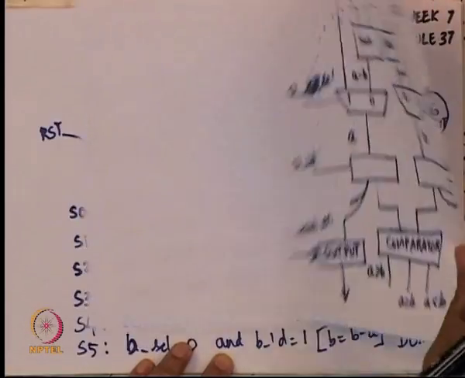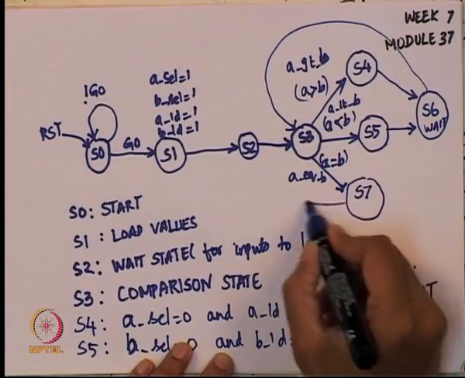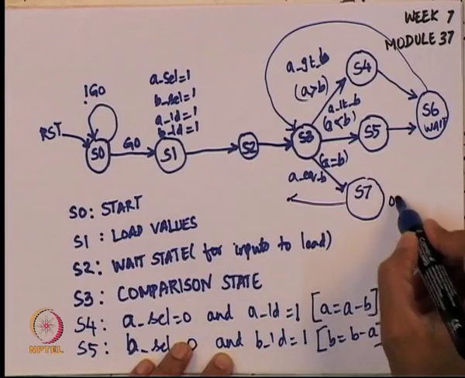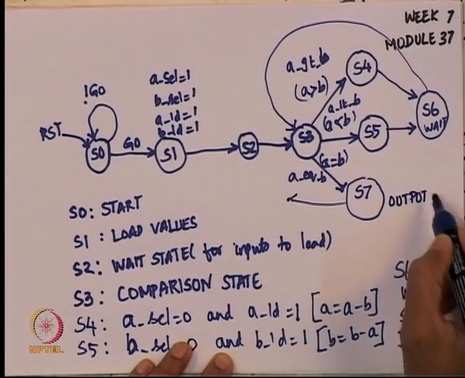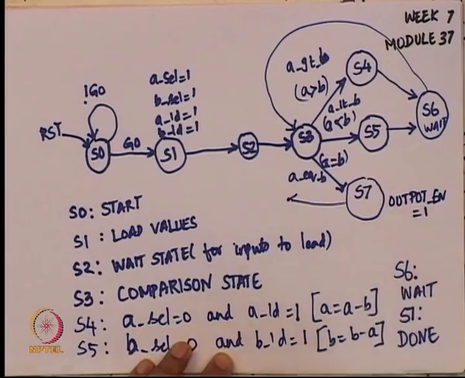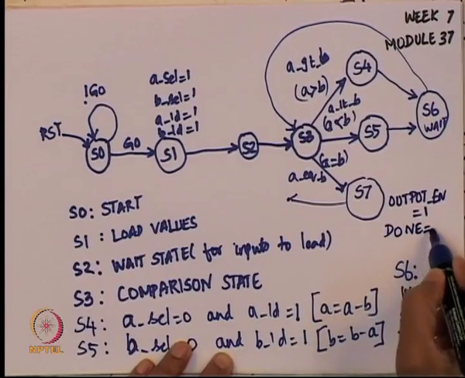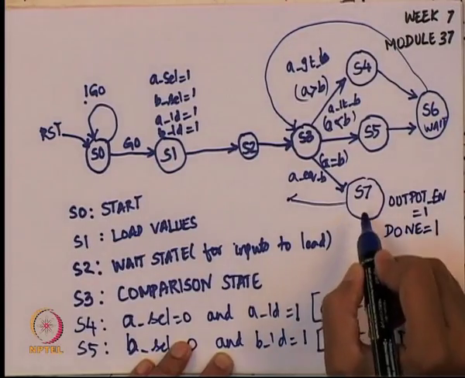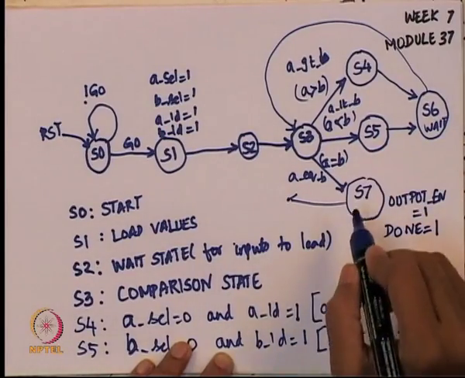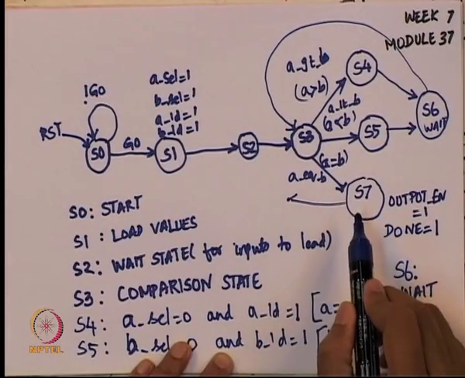So, in S7 we are going to turn on output enable, we will make output enable equal to 1, so that the output gets copied. We will also give the done signal equals 1, because this is a state which tells us that the while loop has ended. In some sense this is equivalent to printing A. So, this is the end of the loop.